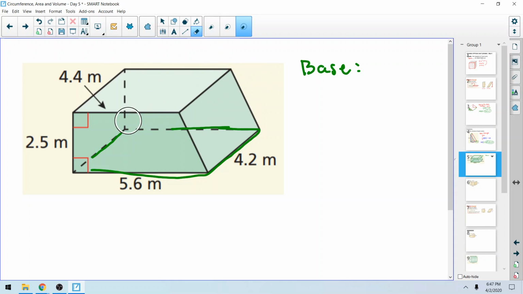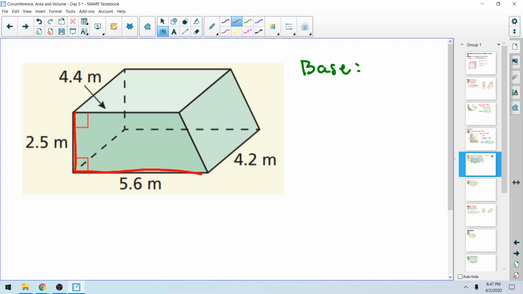Can you find a shape that is the same on the top and bottom, or front and back, or side and side, that's exactly the same? My base is actually this shape that's sitting in the front, because it has the same shape back here in the back. What is that shape? It's not a rectangle. It's not a square. That's a trapezoid.